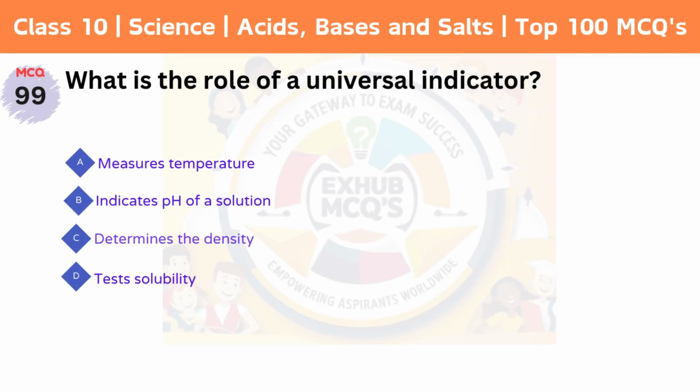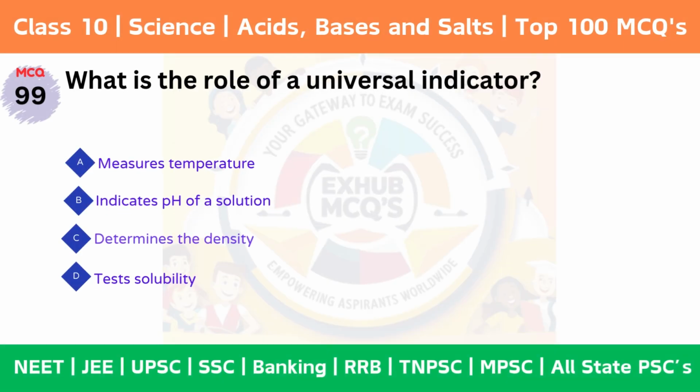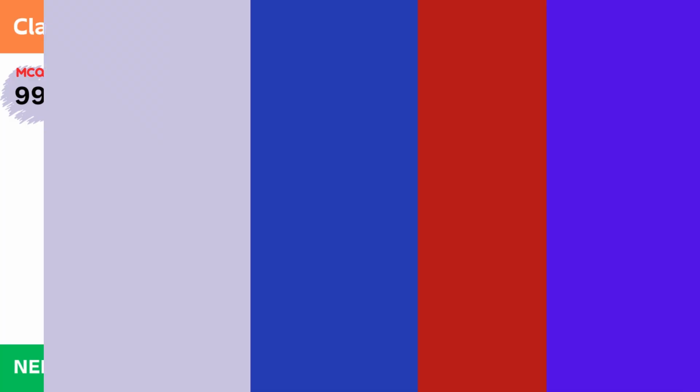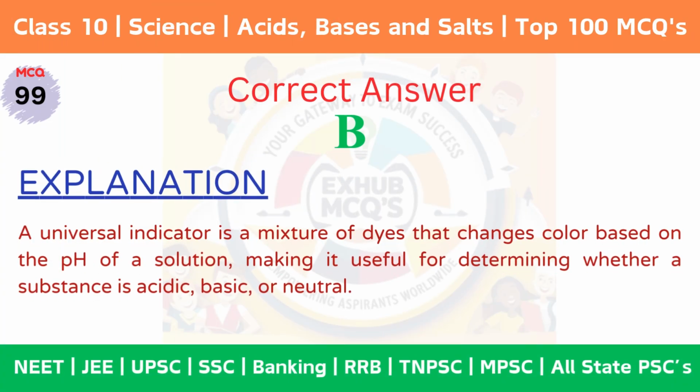MCQ 99. What is the role of a universal indicator? Option A, measures temperature. Option B, indicates pH of a solution. Option C, determines the density. Option D, tests solubility. The correct answer is option B, indicates pH of a solution.